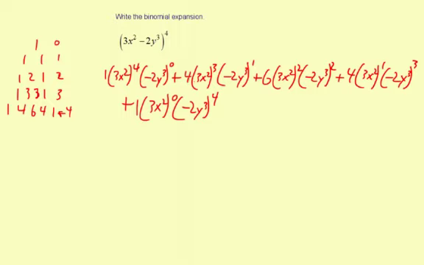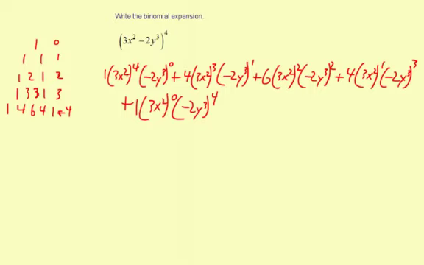Okay, so there's the full binomial expansion. And notice the coefficients go 1, 4, 6, 4, 1 to follow Pascal's triangle. And the powers for the 3x squared count down from 4, 3, 2, 1, 0. And the powers for the second term, negative 2y to the third, count up 0, 1, 2, 3, 4, up to the highest power of 4. Okay, so now let's simplify a little bit.